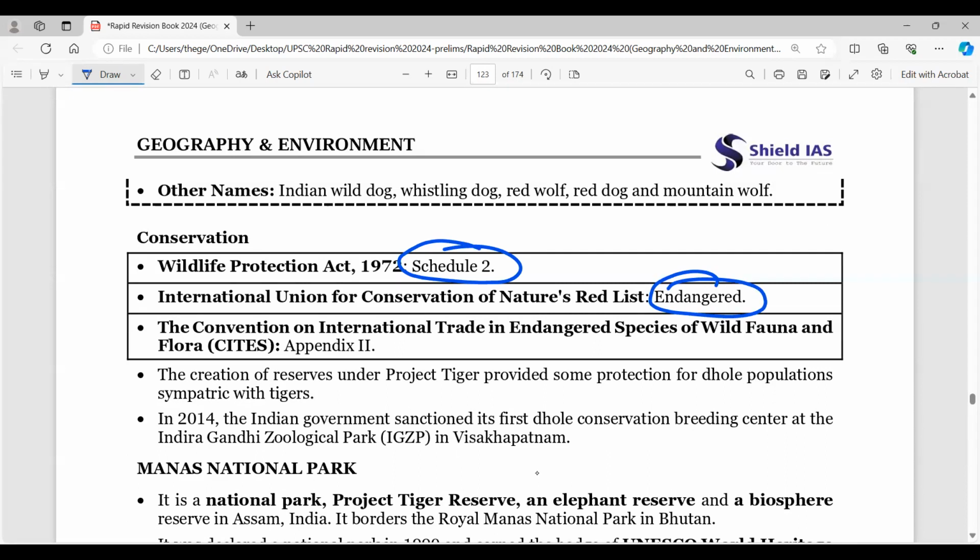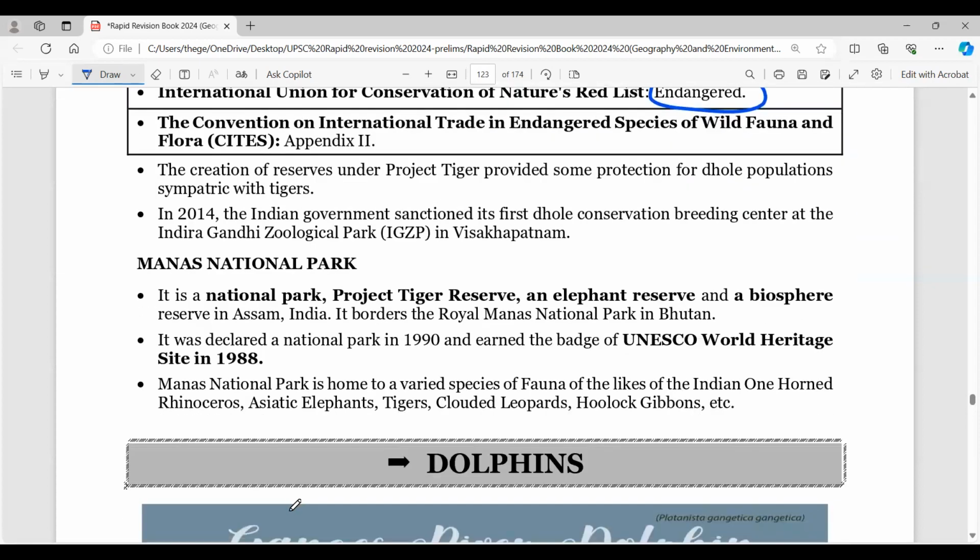Right, so it's also called red wolf, red dog, mountain wolf, whistling dog. There are many different names here. And Manas National Park, look into the national parks of India. So you see here Project Tiger Reserve, Elephant Reserve, Biosphere Reserve. All those things are important.